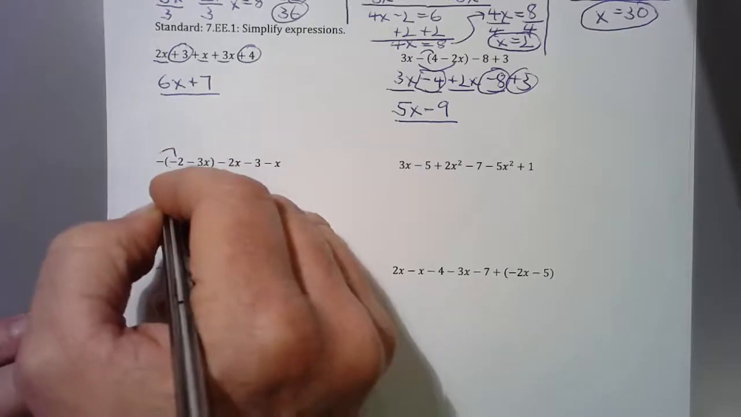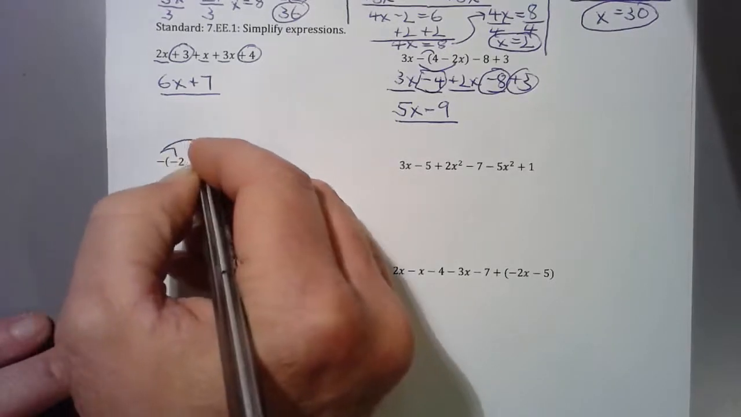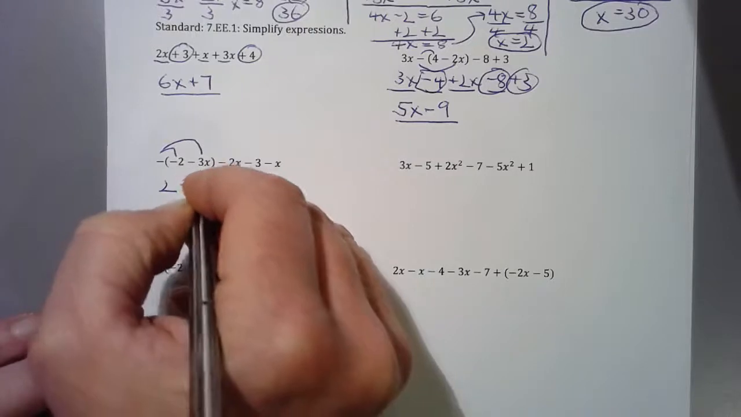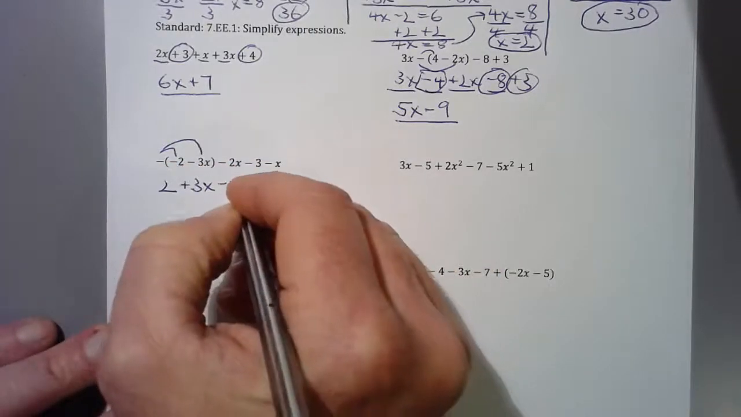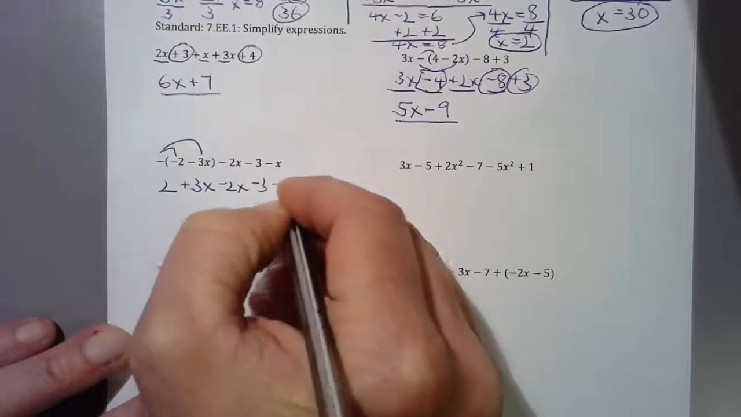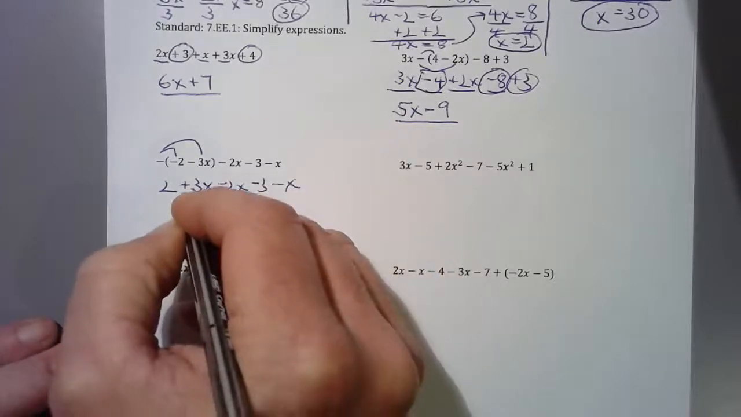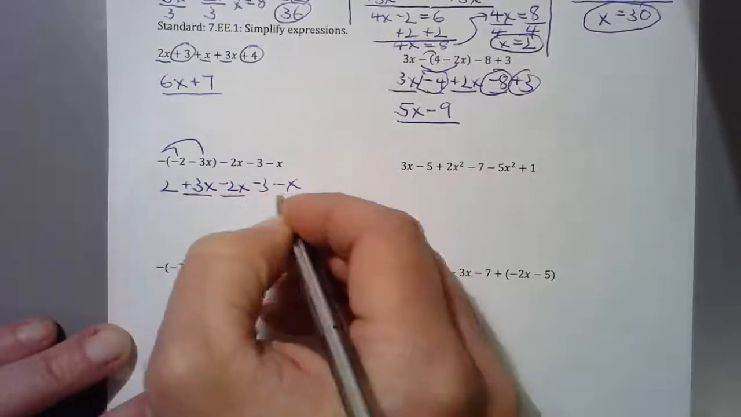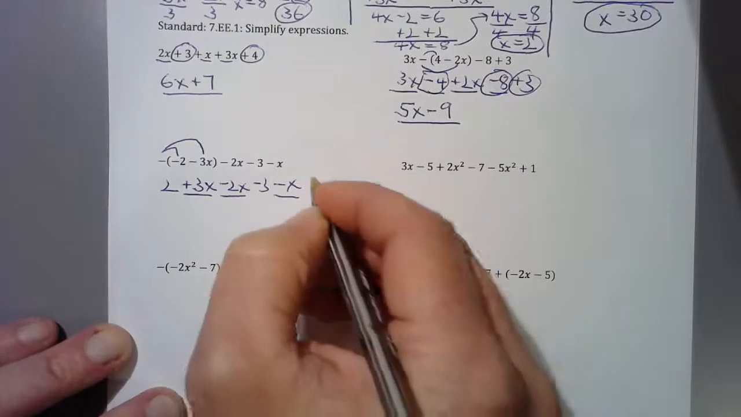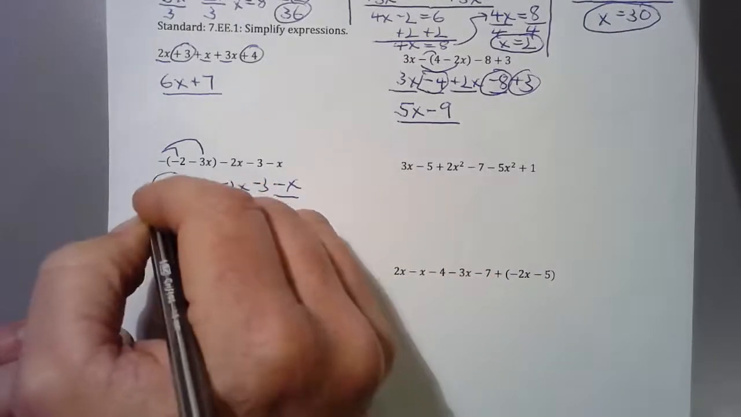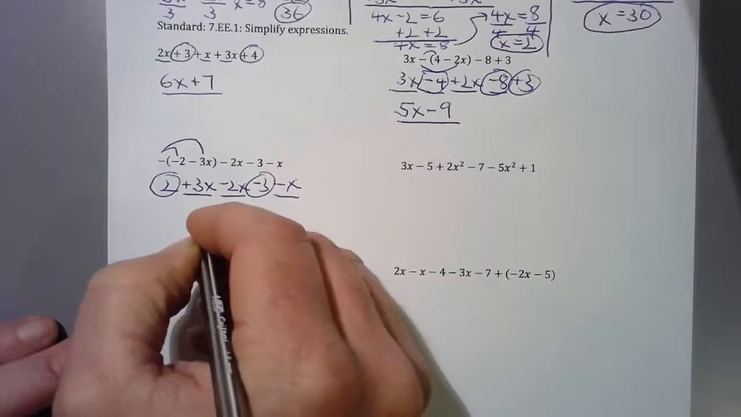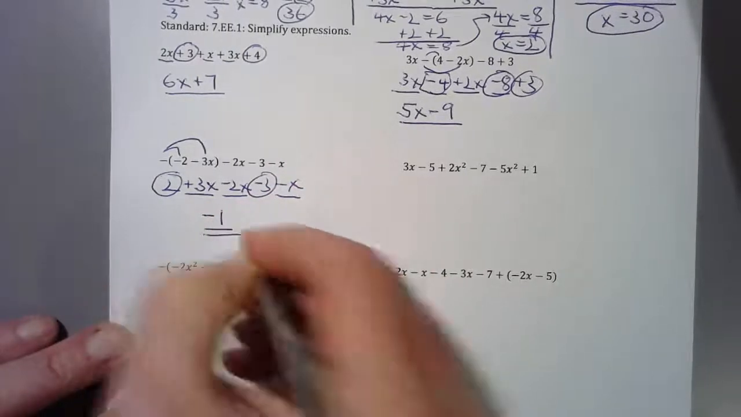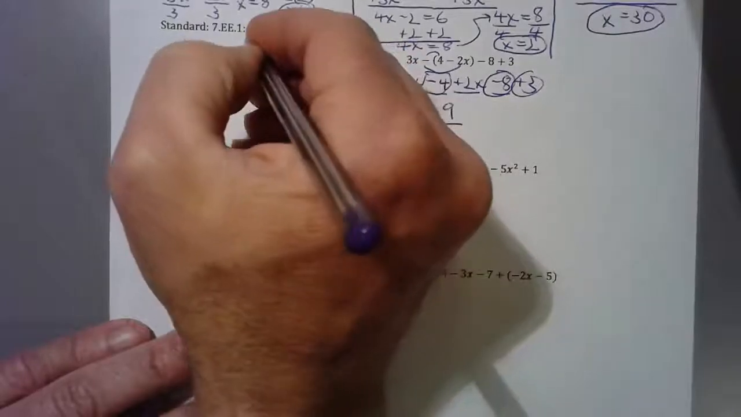2, change the sign, change that sign. That's what that negative does when it's outside. Now I'm going to put all the x's together. 3 minus 2 minus x means 0. And 2 minus 3 makes negative 1. That's pretty simple.